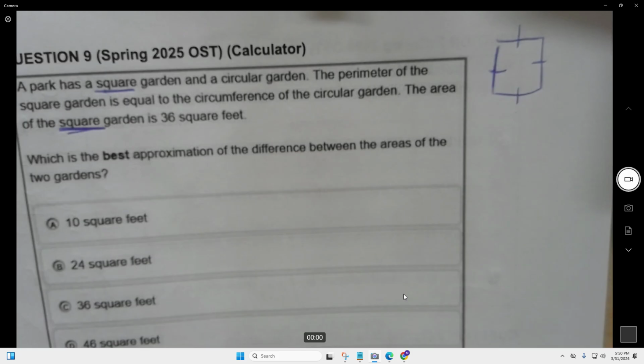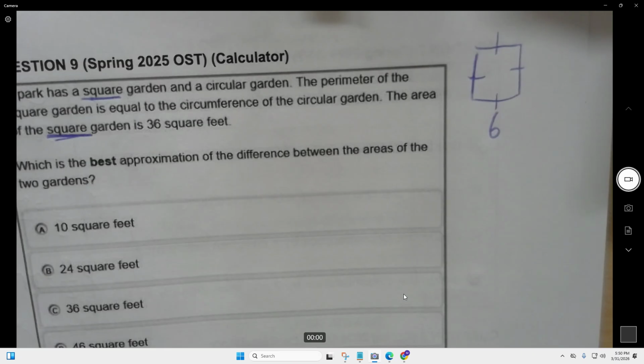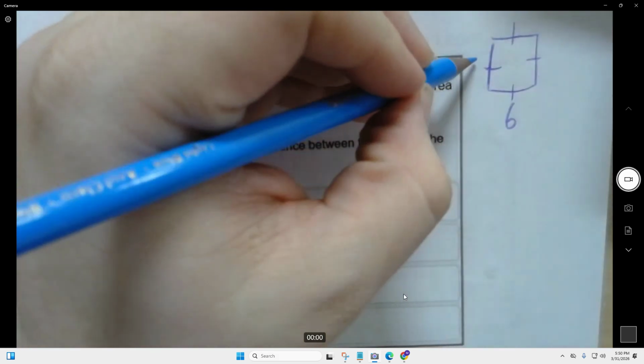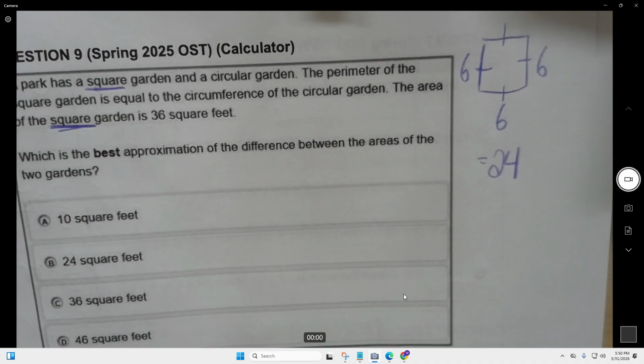1 times 1 is 1. 2 times 2 is 4. 3 times 3 is 9. 4 times 4 is 16. 5 times 5 is 25. 6 times 6 is 36. Ding, ding, ding. So we know that one of the side lengths is 6, which means that the perimeter would be the sum of all the side lengths, or 6 plus 6 plus 6 plus 6, which is 24. So we found the perimeter.